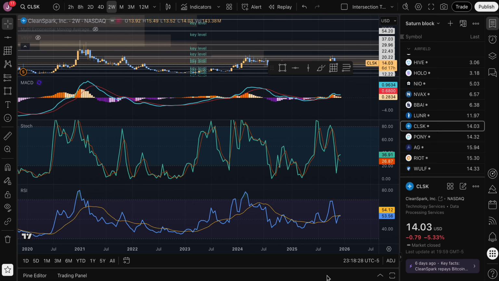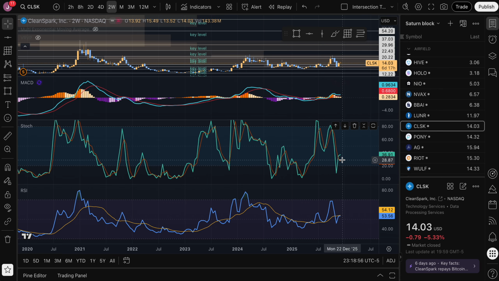Okay, welcome back to part 2 of the CleanSpark key level and momentum reading. In this segment, we're going to look at the key levels that we just created in the previous video, and now we're going to individually grade the momentum oscillators: the MACD, the Stochastic, and the RSI.